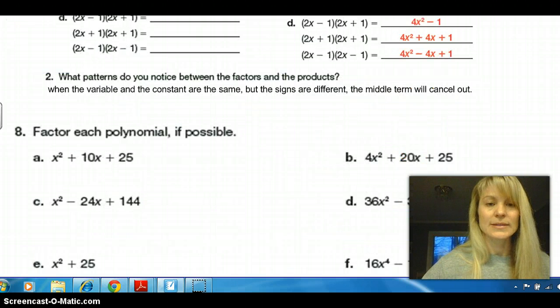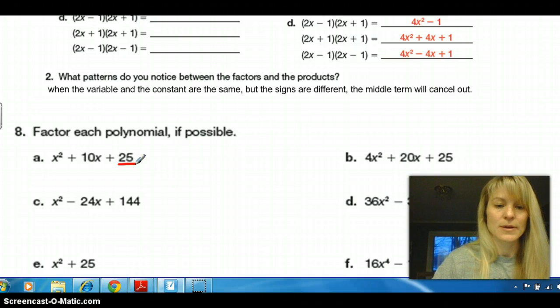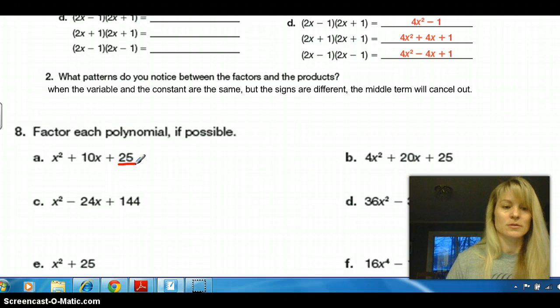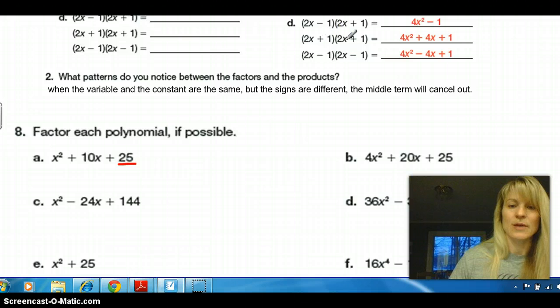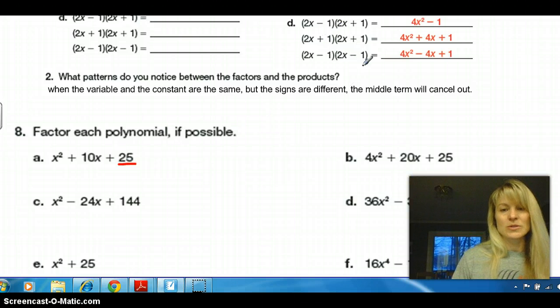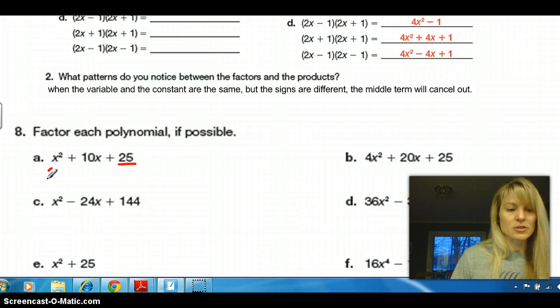All right, so let's look at number 8 together. You should notice that 25 is a perfect square. 5 times 5 is 25. And so this is going to be called a perfect square binomial. We should also notice that they're both plus, as we have up here, plus plus. So using this rule here and here, we really shouldn't have to do any work. We should just know that this binomial is going to be x plus 5 times x plus 5, because 5 times 5 is 5 squared. Then we'll have 5x and 5x, which gives you 10x, and x times x is x squared.